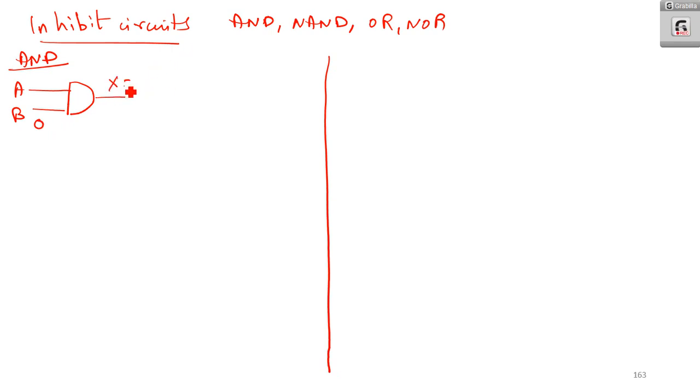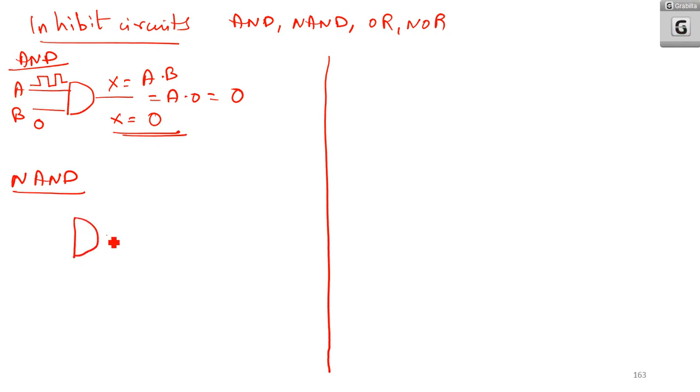That means here you get X is equal to A dot B. But B is equal to 0. So what do you get? A dot 0. So what do you get? That is 0. So whatever is coming in the input of A, in the output X you will always get 0. That means whatever signal is in A, it is not allowed to pass through to the rest of the logic circuit.